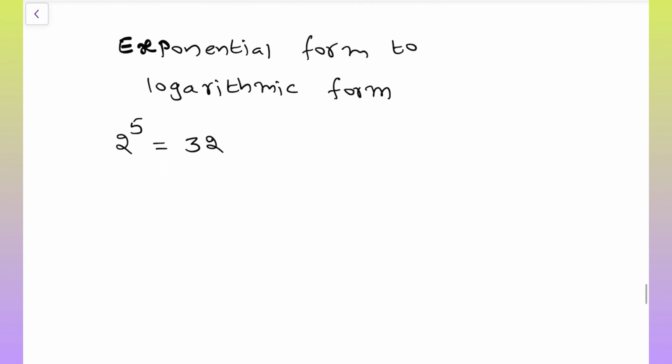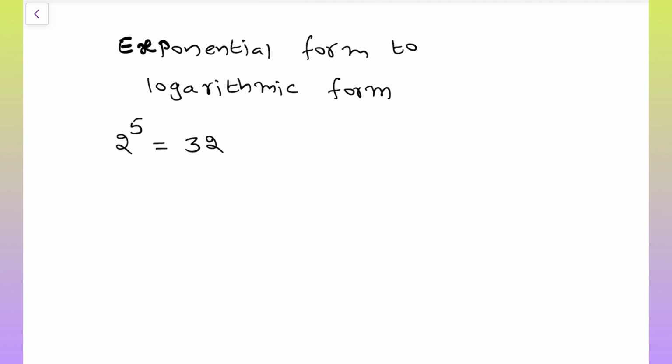Now coming to the last topic of the chapter real numbers, that is logarithms. In this the question is converting exponential form to logarithmic form and logarithmic form to exponential form. Very few students will concentrate on this one, so you don't miss this. Converting exponential form to logarithmic form, or else in reverse, logarithmic form to exponential form. So let us observe this one.